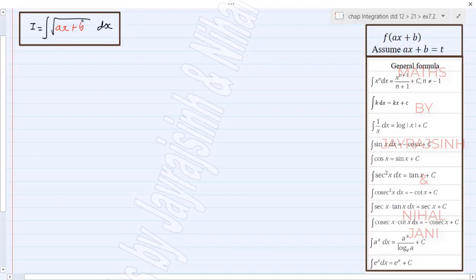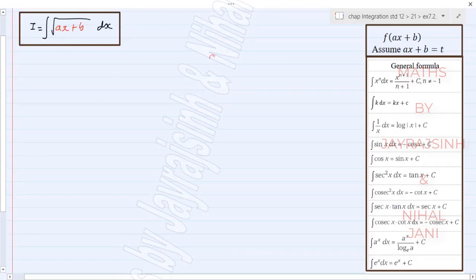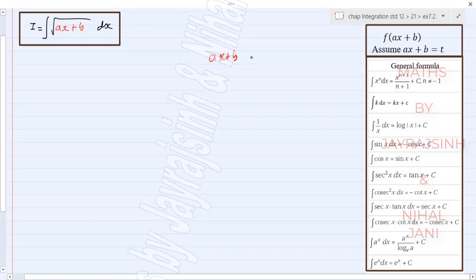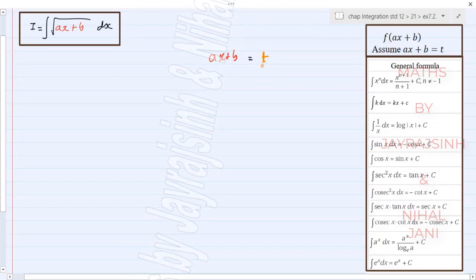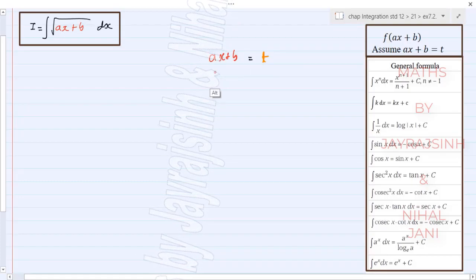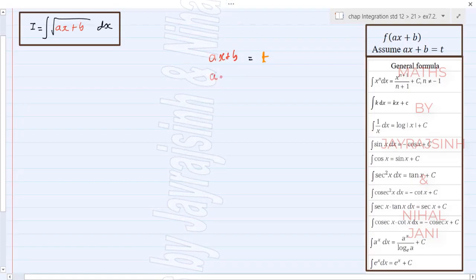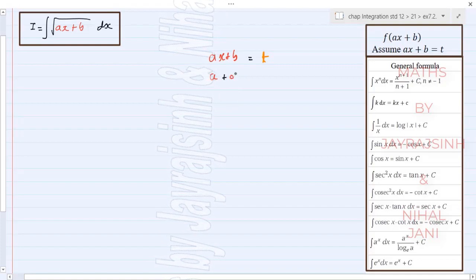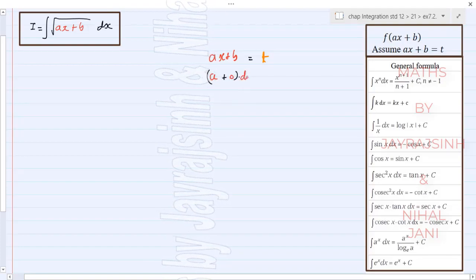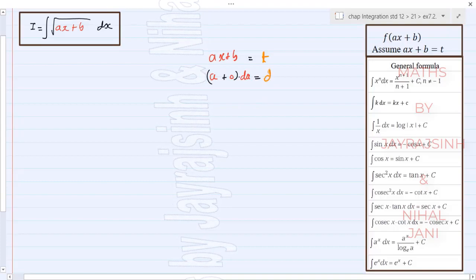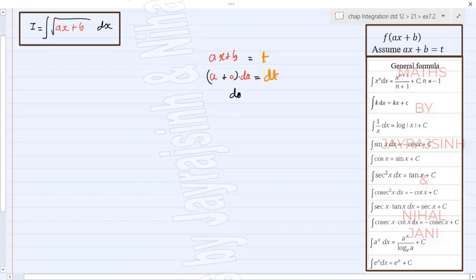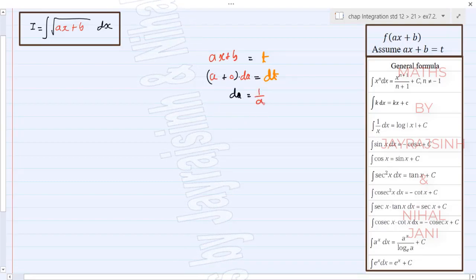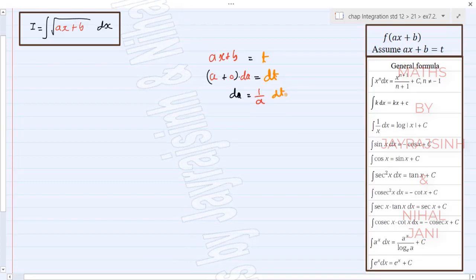Here we have to integrate under root of ax plus b. Here ax plus b is an inner function. So let's assume ax plus b is equal to t. Differentiate both the sides, we will get a plus 0 dot dx is equal to dt. So here we can say your dx is simply 1 upon a dt.